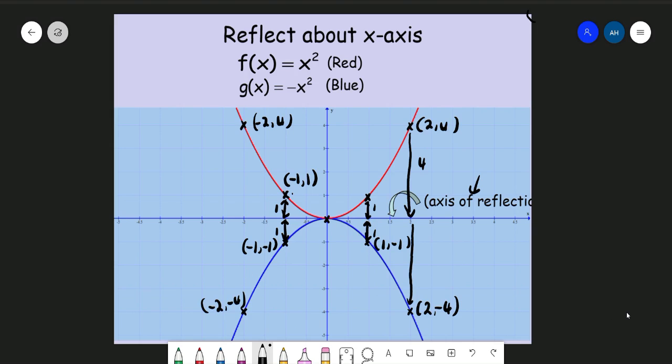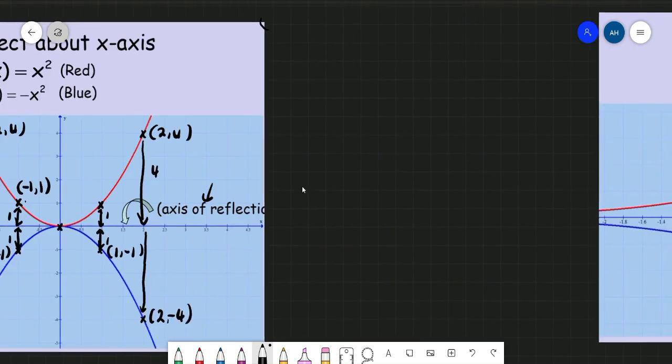So we can say this one is f(x). This is the graph of f(x), and this is the graph of negative f(x). Negative 1 is multiplied outside, outside the function, I mean.